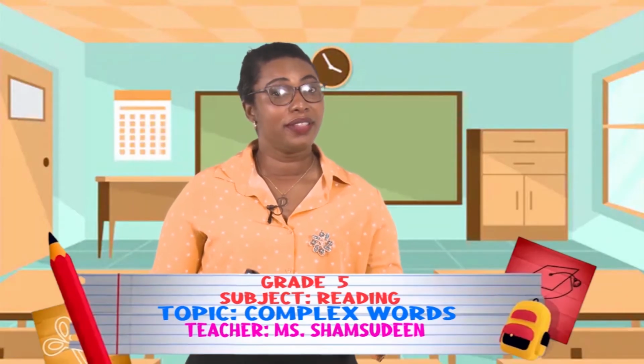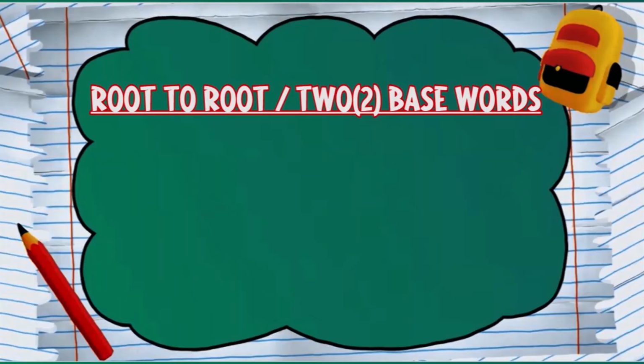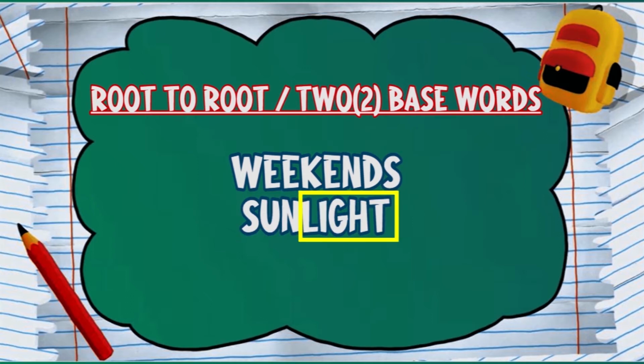Now, for the next class of complex words, we have those that are formed with two root words or two base words. We have words like weekends. If you look at weekends, even though it is made up of two base words, it also has an inflectional ending. Sunlight. We have sun and light. Those two words, if separated, can stand by themselves. So they are considered base words. So we have sunlight being another complex word in the passage.